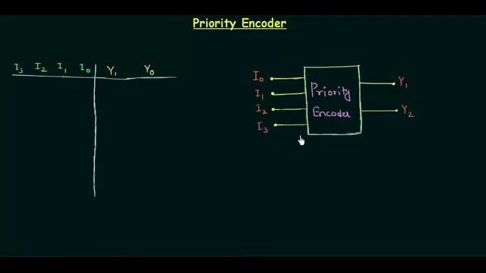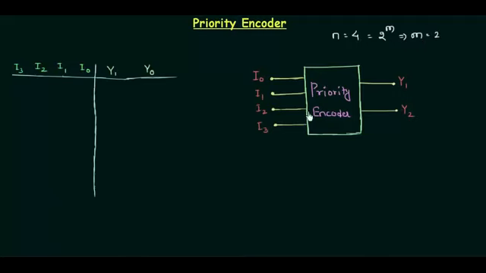You can see a priority encoder on the right hand side of your screen, in which there are 4 inputs: I0, I1, I2 and I3, and definitely 2 outputs, Y1 and Y0, because n is equal to 4, and we already know that to find the value of the outputs we have to make n equal to 2 to the power m. So solving this, m is equal to 2.